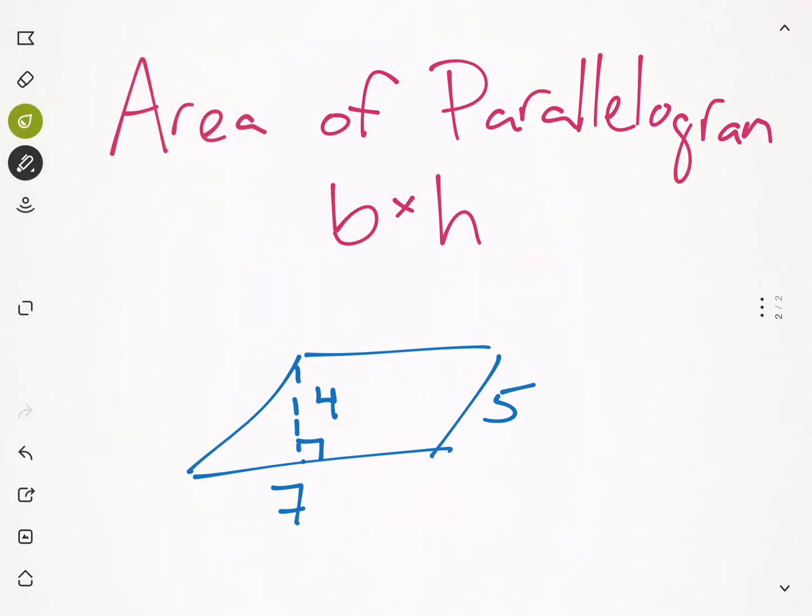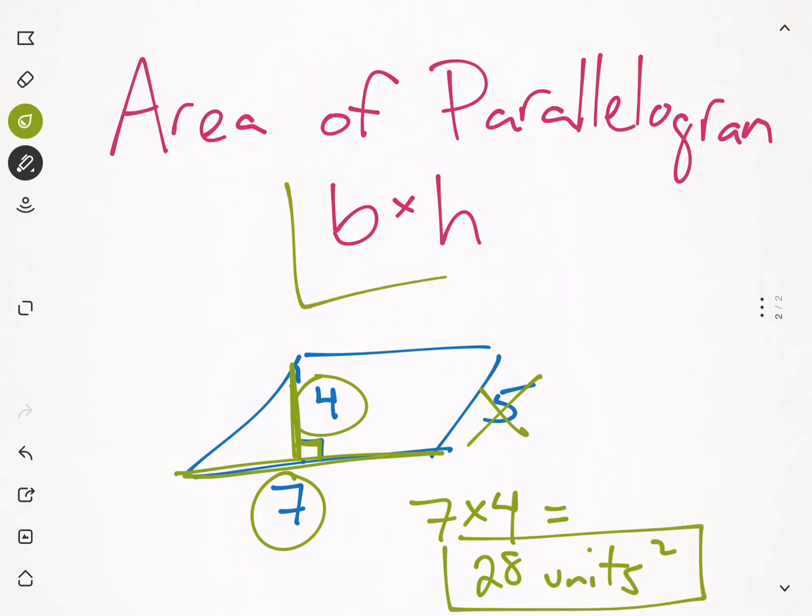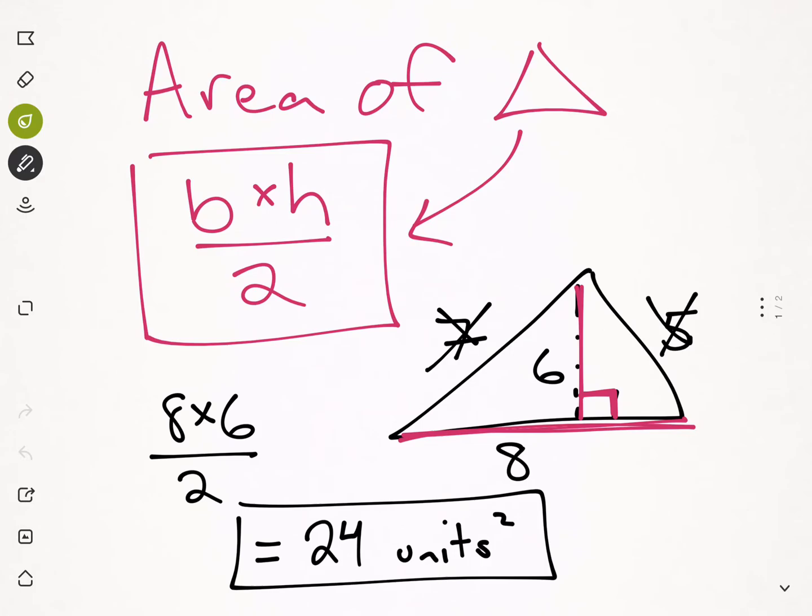As always, we are going to look for that right angle. That right angle connects your base to your height. The dotted line is the height. Use those numbers. That 5, it's just there to trick you. So to find the area, we do 7 times 4, which is 28 units squared. Once again, when we're playing the parallelogram game, base times height. When you're playing the triangle game, you have to divide by 2.